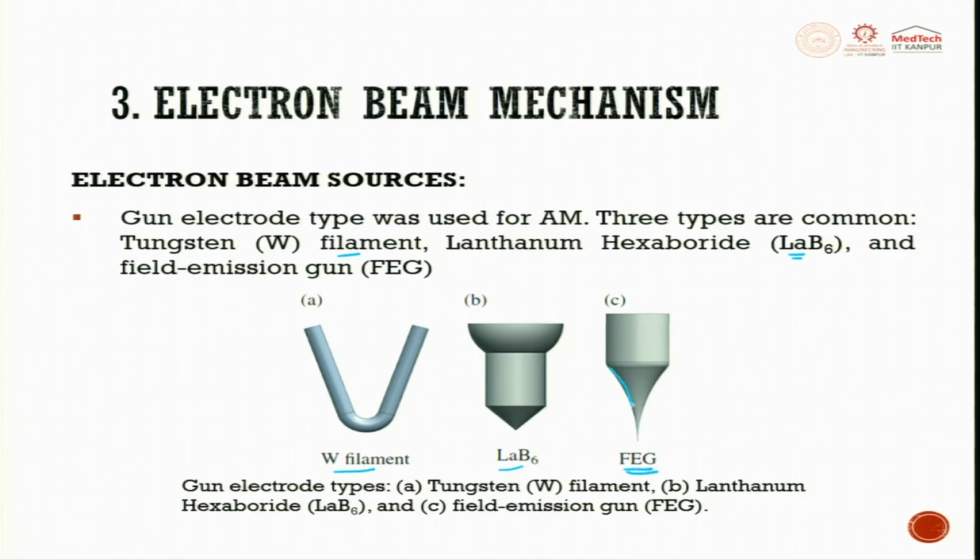In the field emission gun, a Taylor's cone is created. I would request you all to see what a Taylor's cone is, which is created in field emission. This will give you an idea of how these guns work. Any one of these field emission guns is used as the electron gun to create the electron beam.